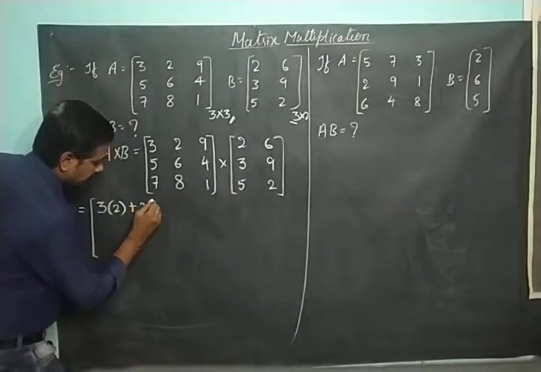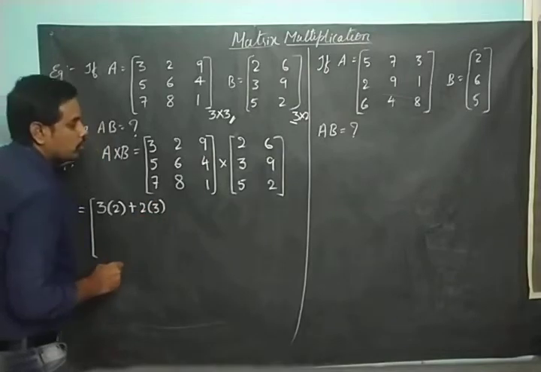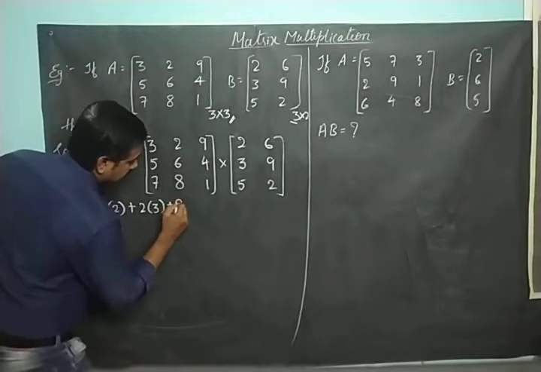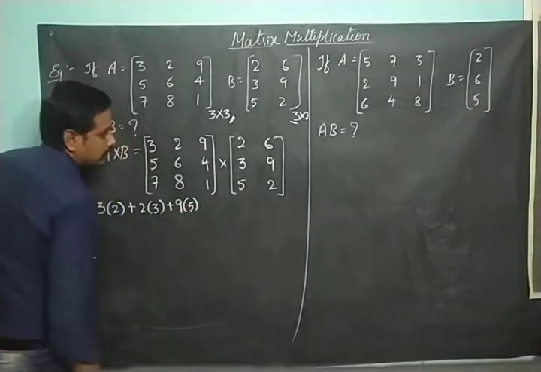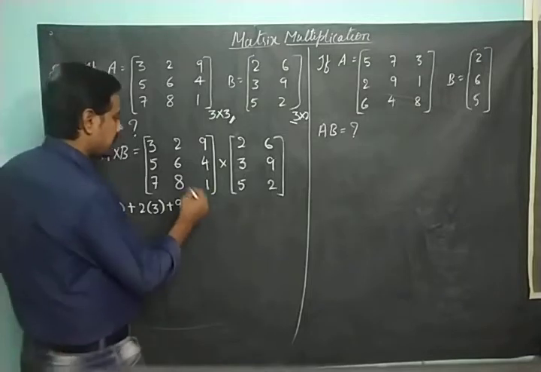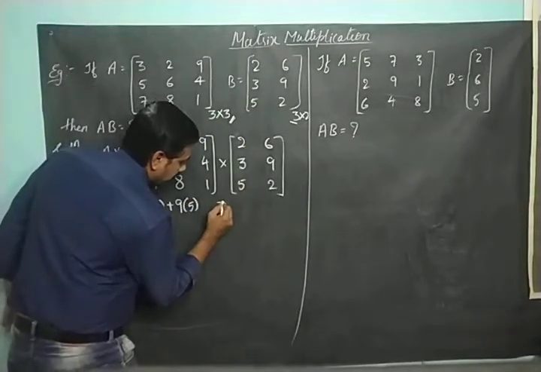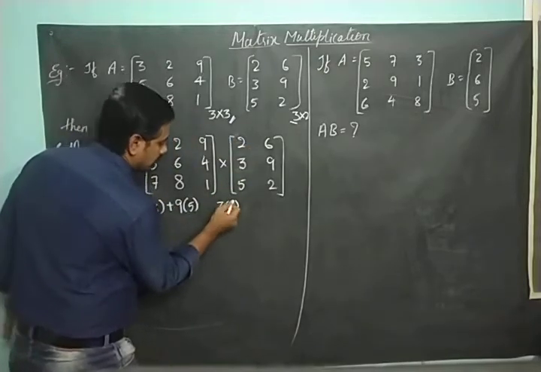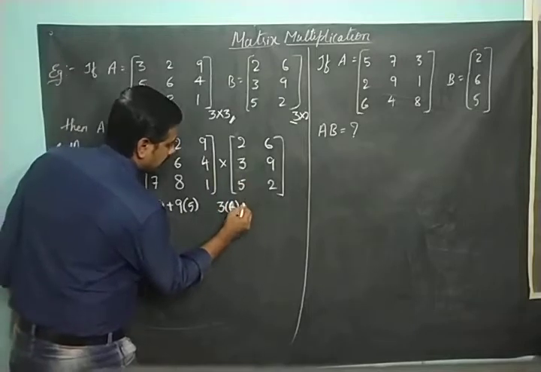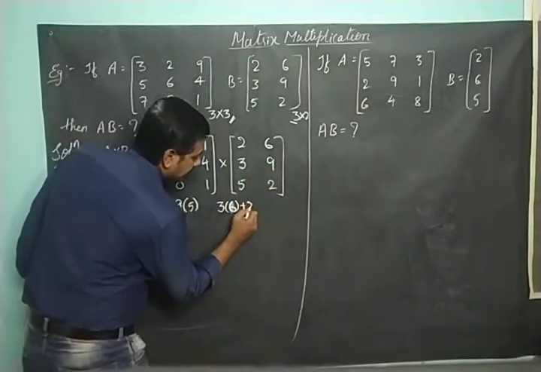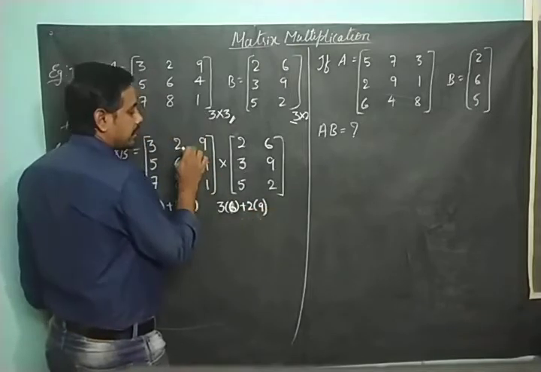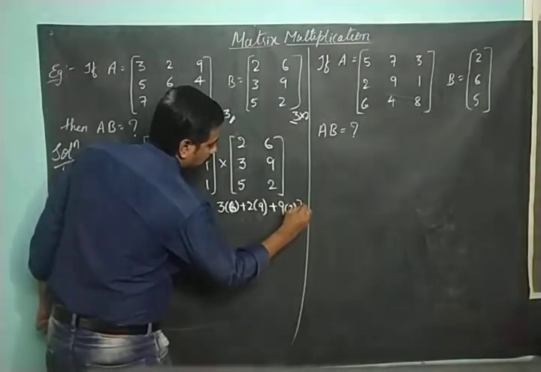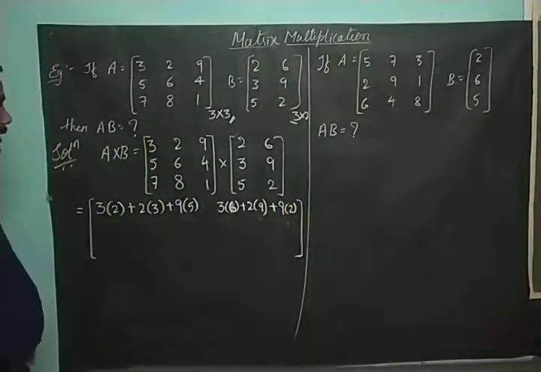Plus 2 into 3. Then 9 will be multiplied with 5, so I can write that as 9 into 5. Similarly, multiplying the first row with the second column: 3 multiplied with 6, then 2 will be multiplied with 9, then 9 will be multiplied with 2.